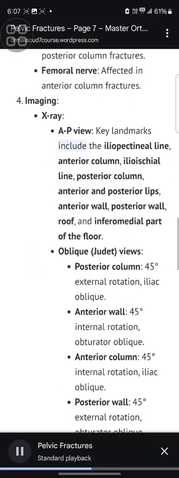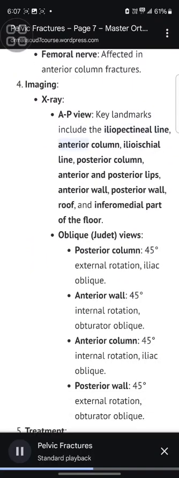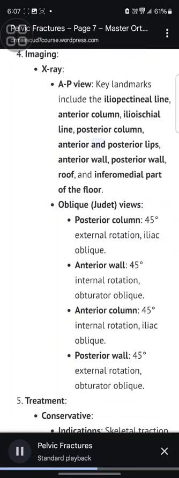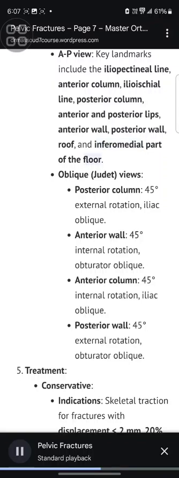Key landmarks include the iliopectineal line, anterior column, ilioischial line, posterior column, anterior and posterior lips, anterior wall, roof, and inferomedial part of the floor.